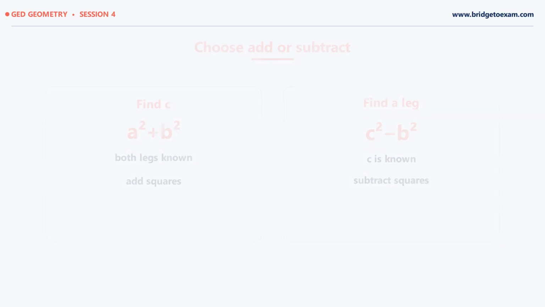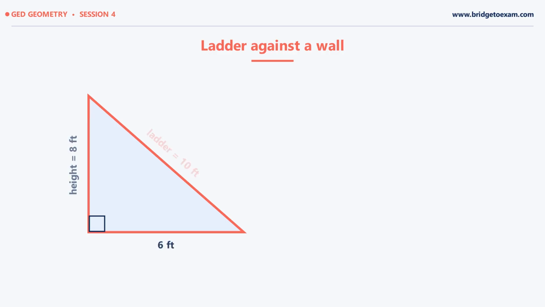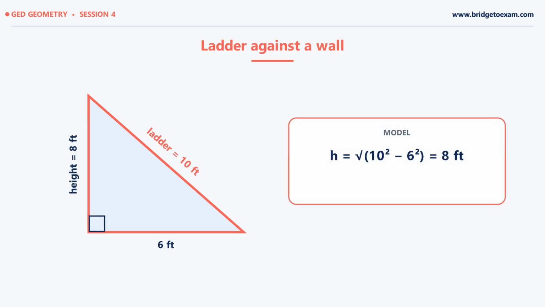it. A 10-foot ladder rests against a wall, and its base is 6 feet from the wall. The ladder is the hypotenuse. The height is root 10 squared minus 6 squared, root 100 minus 36, or root 64. The ladder reaches 8 feet up the wall.